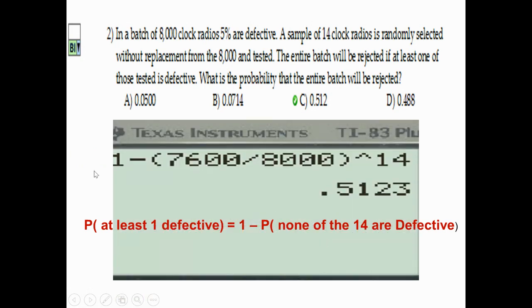So it's 1 minus 7,600 over 8,000 raised to the 14th power. And the calculator does this. You put this into your calculator, making sure you enclose this division portion in parentheses raised to the 14th power. All right, so these "at least one" problems make use of the complement rule.